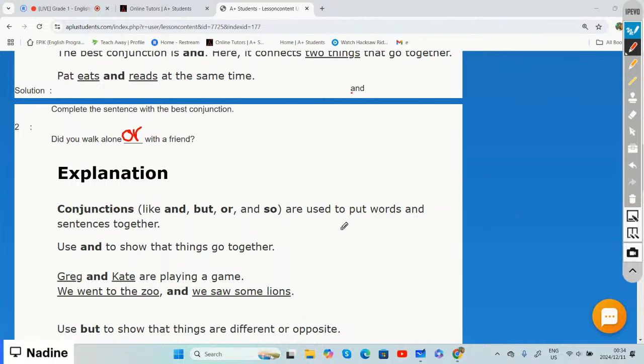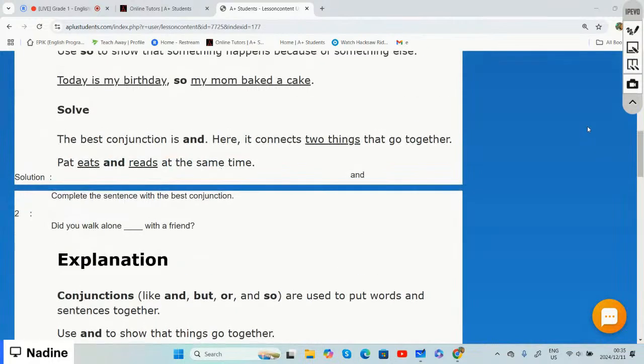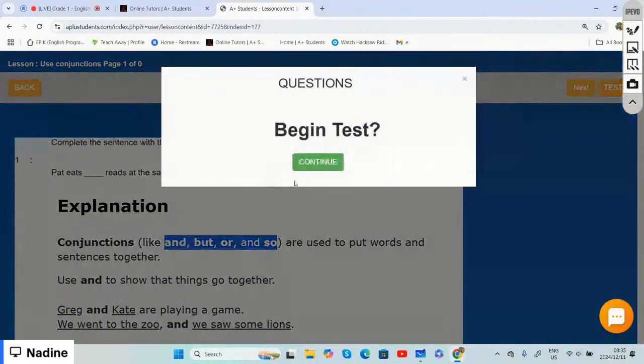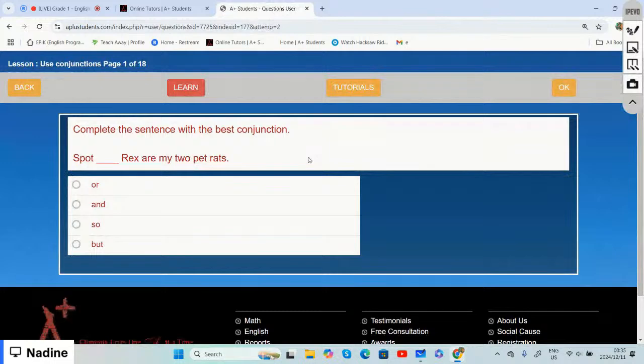All right. So we have "or". So did you walk alone or with a friend? All right. So now we're going to our test. We need to complete the sentence with the best conjunction. Remember, a conjunction is a word that joins sentences.